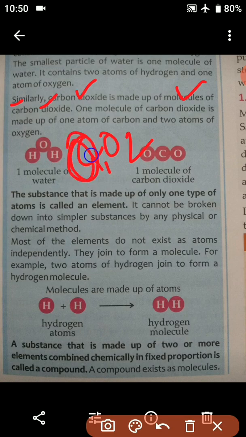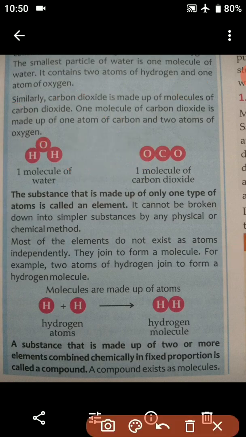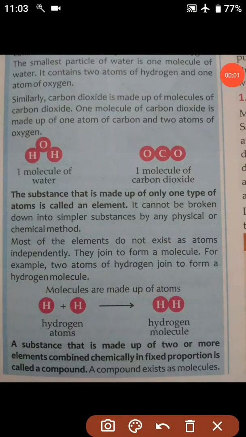So it is made up of one atom of carbon and two atoms of oxygen. This one is O2, therefore it is made up of two atoms of oxygen. So you see one molecule of water and one molecule of carbon dioxide.